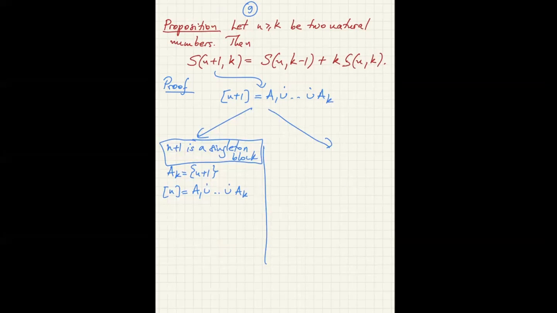Now, how many partitions do we have here of this form? Well, we have S(N,K) such partitions. Well, we have to be a bit careful because there's one mistake here. When we get rid of AK, this is AK minus 1. So we have S(N,K-1) such partitions.